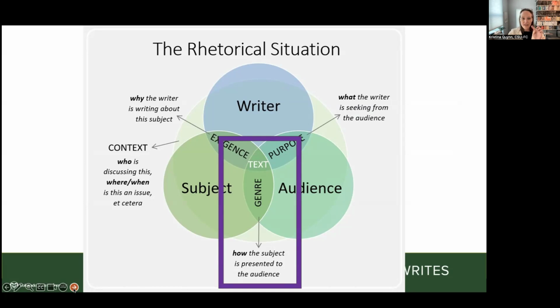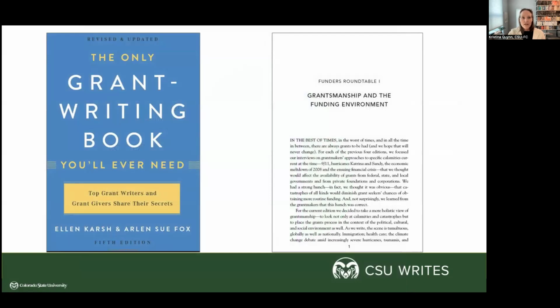And again, thinking about text and how it is that you present your information to the audience is part of that genre. So I'm going to take a look at a monograph. This is an advice book. And we're going to take a look at this book by Karsh and Fox on grant writing. And I love that it's the only grant writing book that you'll ever need. Top grant writers and grant givers share their secrets.